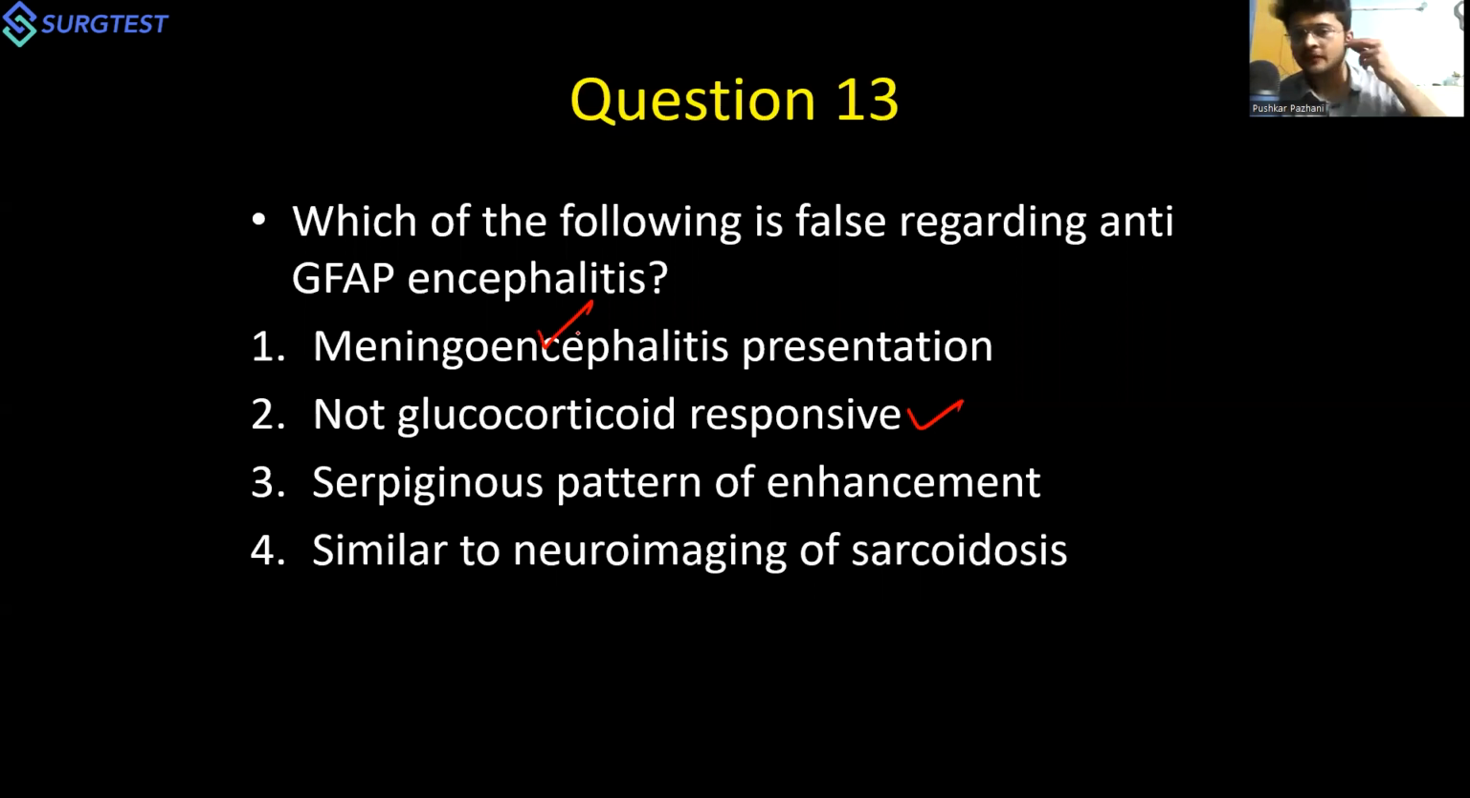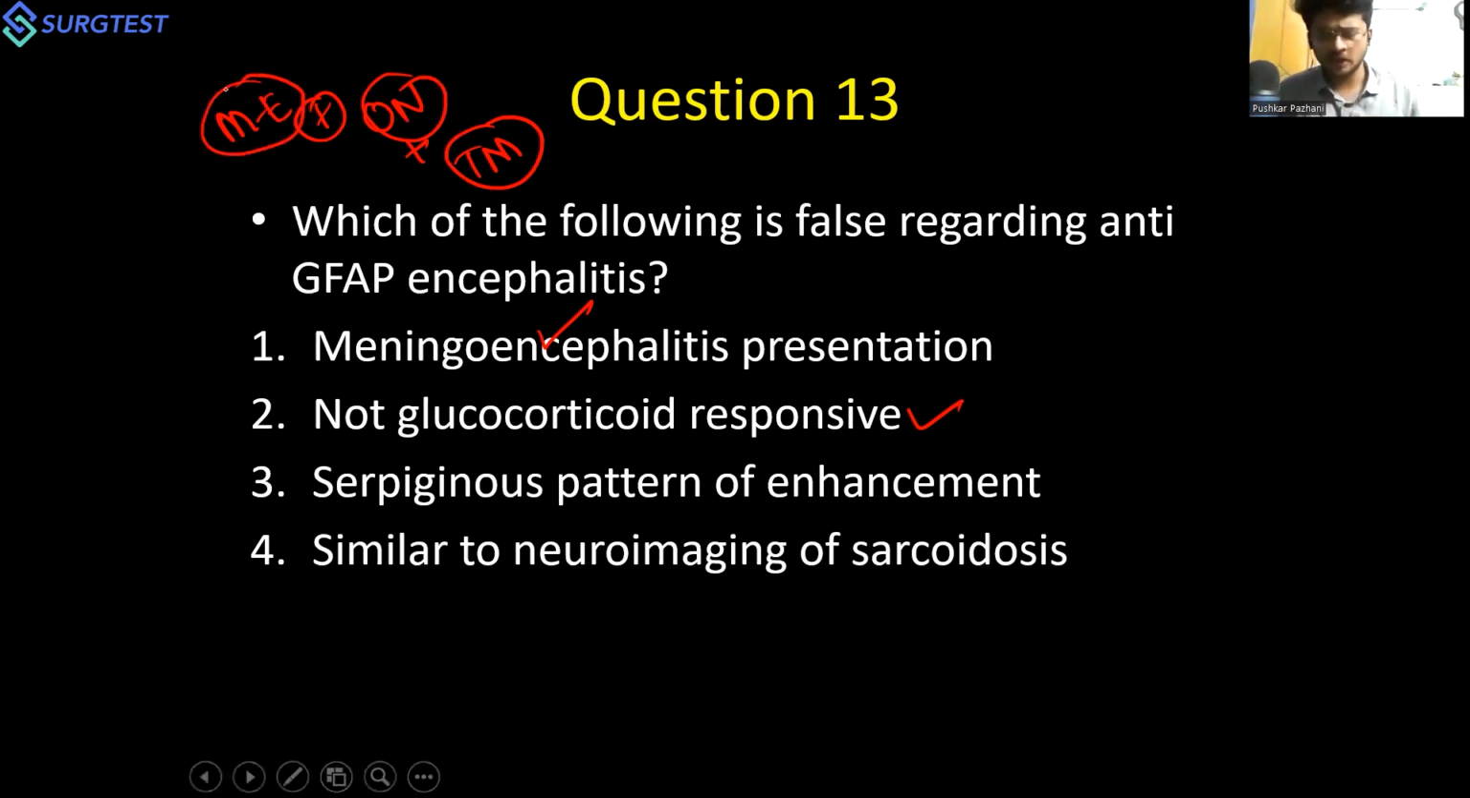So GFAP encephalitis usually presents, always remember, in contrast to its other counterparts of demyelinating illness, with a meningoencephalitis picture. Then it will present as an optic neuritis. Then it presents as a transverse myelitis. So optic neuritis, transverse myelitis with meningoencephalitis. So the patient will have altered sensorium, seizures, non-convulsive status. This is the usual presentation. It has a very stormy presentation and a very guarded prognosis too, and a very classical serpiginous pattern of enhancement. And it has neuroimaging features similar to neurosarcoidosis. So these are the true statements. So the answer is this: it is very much glucocorticoid responsive. So this is the false statement.